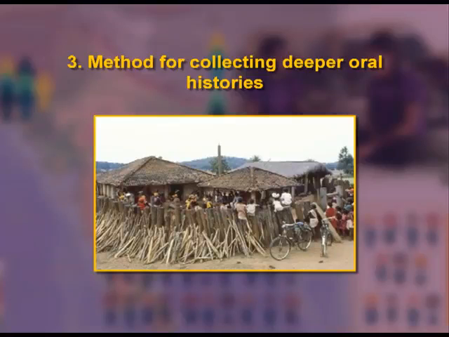Third, method for collecting deeper oral histories. This method involves collecting data related to oral history, interviewing history, culture, and folklore. The unwritten information about the past is collected from observers or participants. The gathered information about events, people, decisions, and processes is not available in written records.